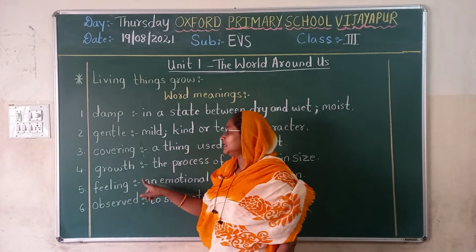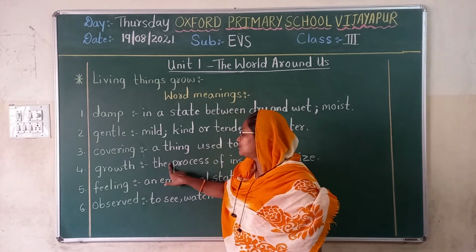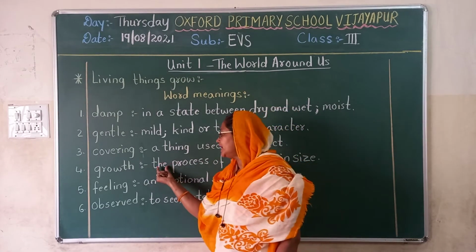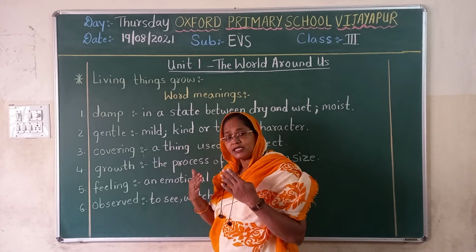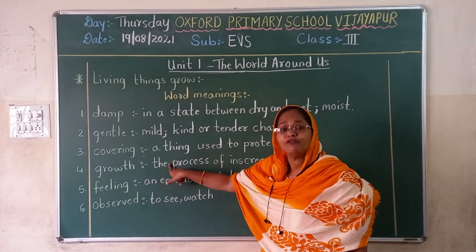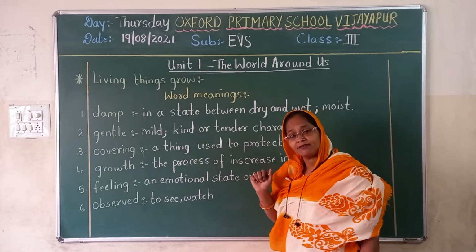And listen children very carefully. When you are writing this, you should keep one finger space gap. When you are writing one word, touch it and write. After completion of one word, you have to put a finger gap. Then you have to write the second one.